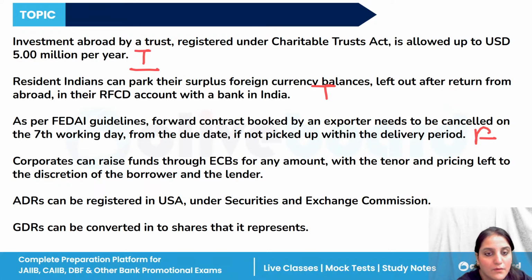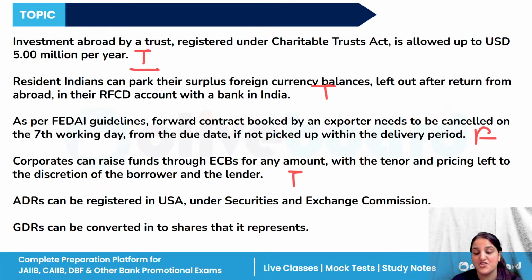Now, corporates can raise funds through ECB for any amount, with tenor or pricing left to the discretion of the borrower and the lender. See, if we talk about corporates raising funds through ECBs, there are regulatory limits on the amount that can be borrowed, as well as stipulations regarding the tenor and pricing set by the RBI. Basically, we can say this statement is incorrect.